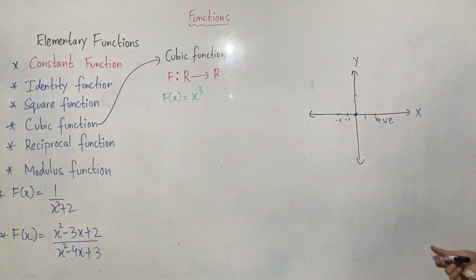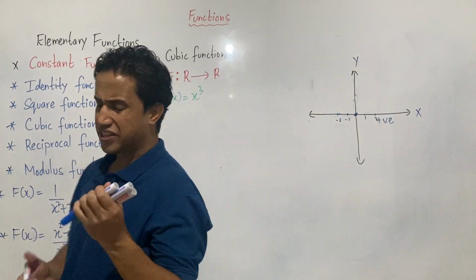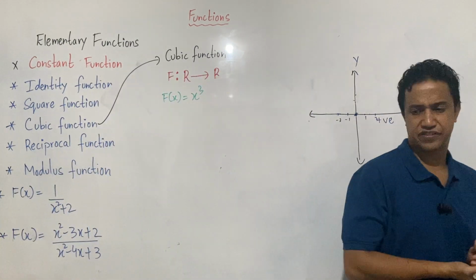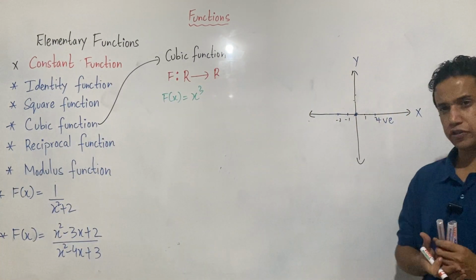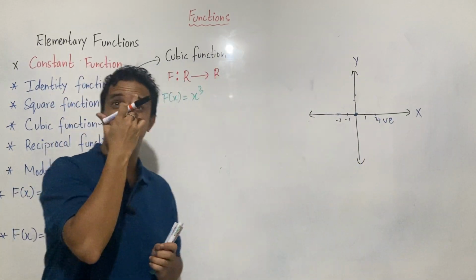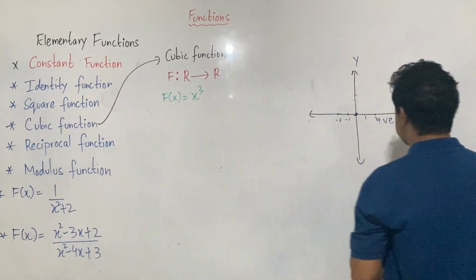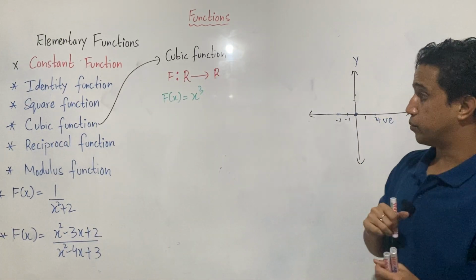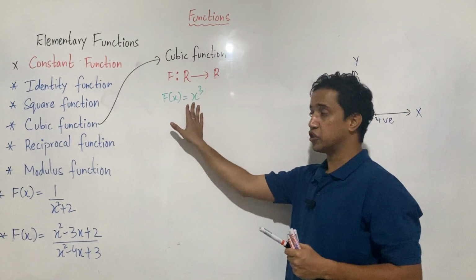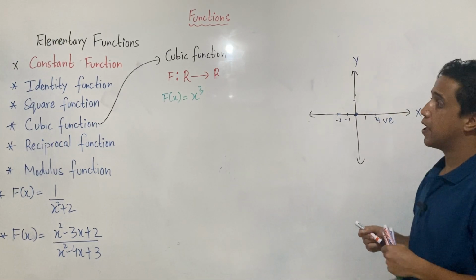Now cubic functions, when we did polynomials, graphs of polynomials, there we have done the cubic functions. We have done the graphs of polynomials for degree 3, right? So cubic functions are of the type f(x) = x cube. So we will see the graph first.